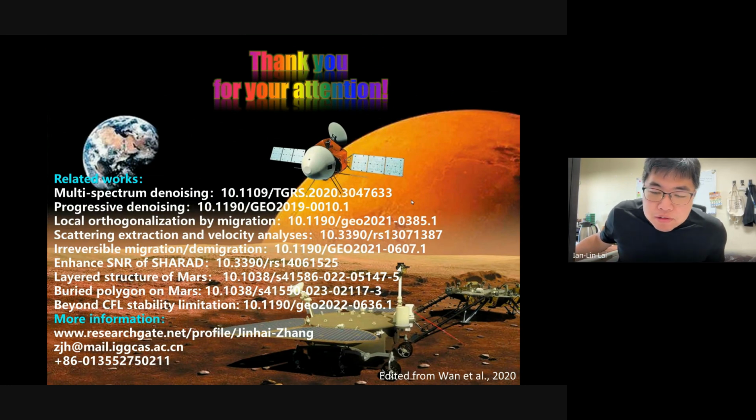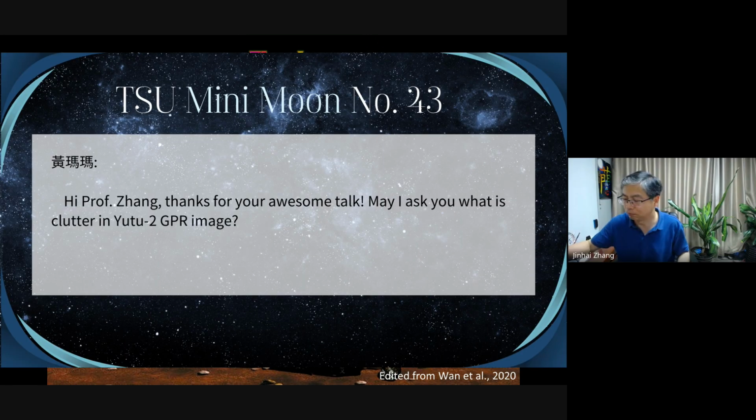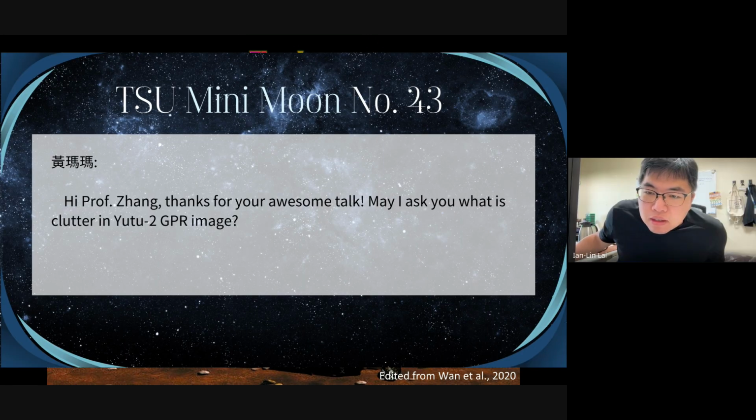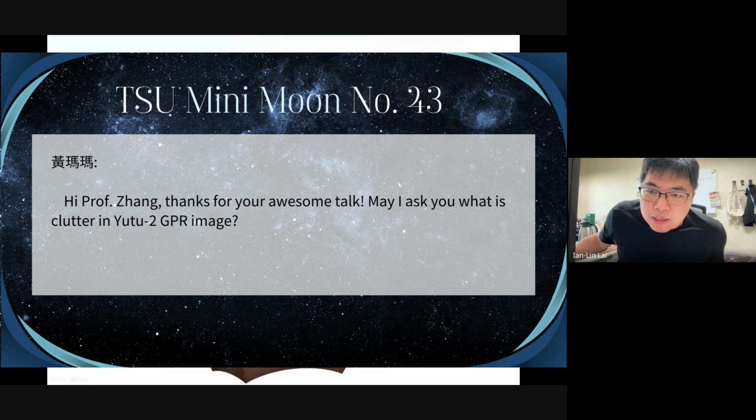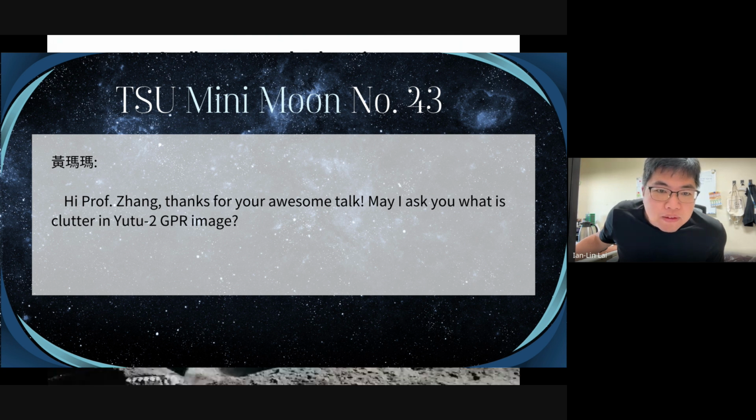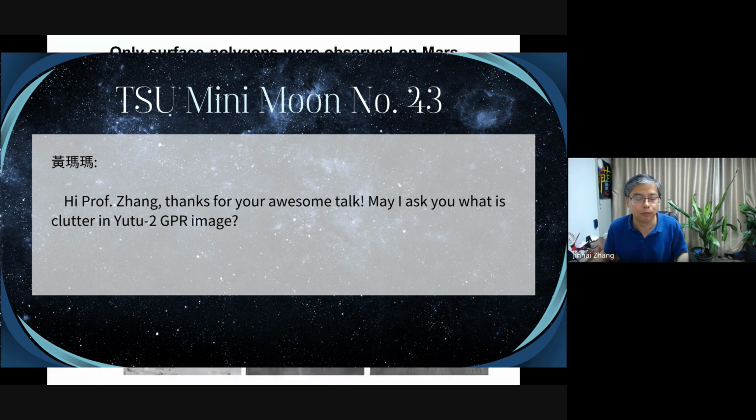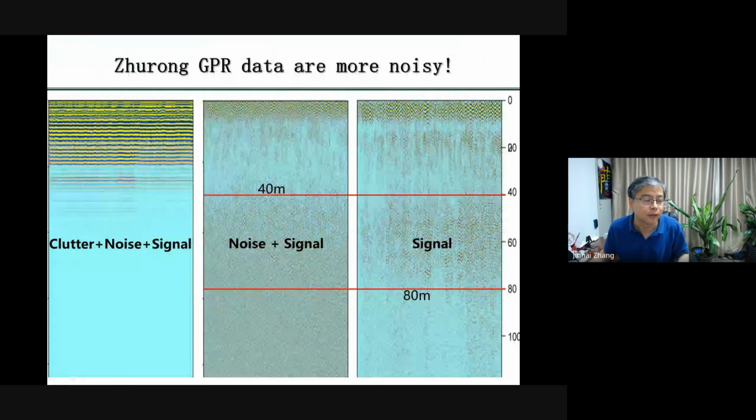So there's one question from the chat box. She's asking what the clutter is in the Yutu-2 GPR image. Yes, it's a good question. Yes, the clutter. There are many regions of clutter.